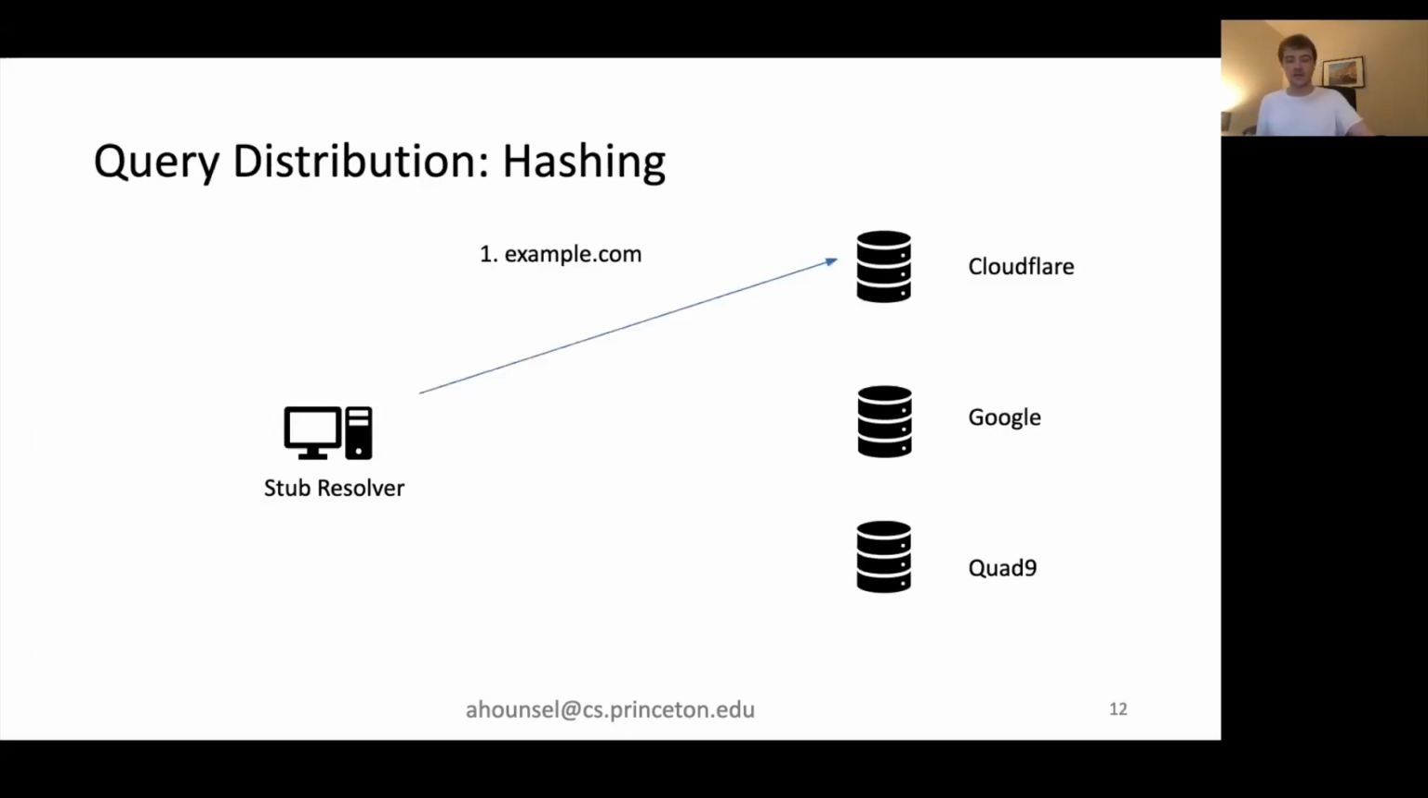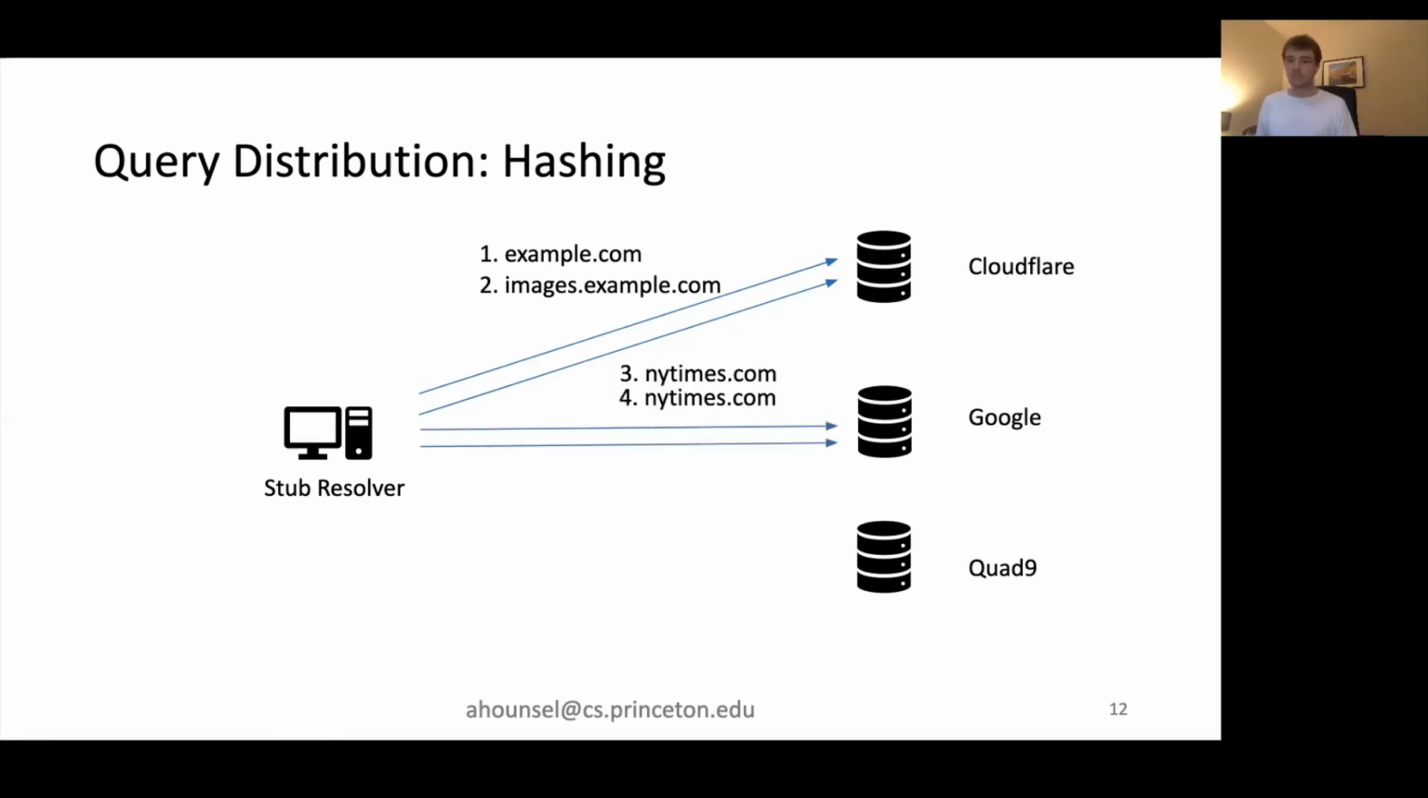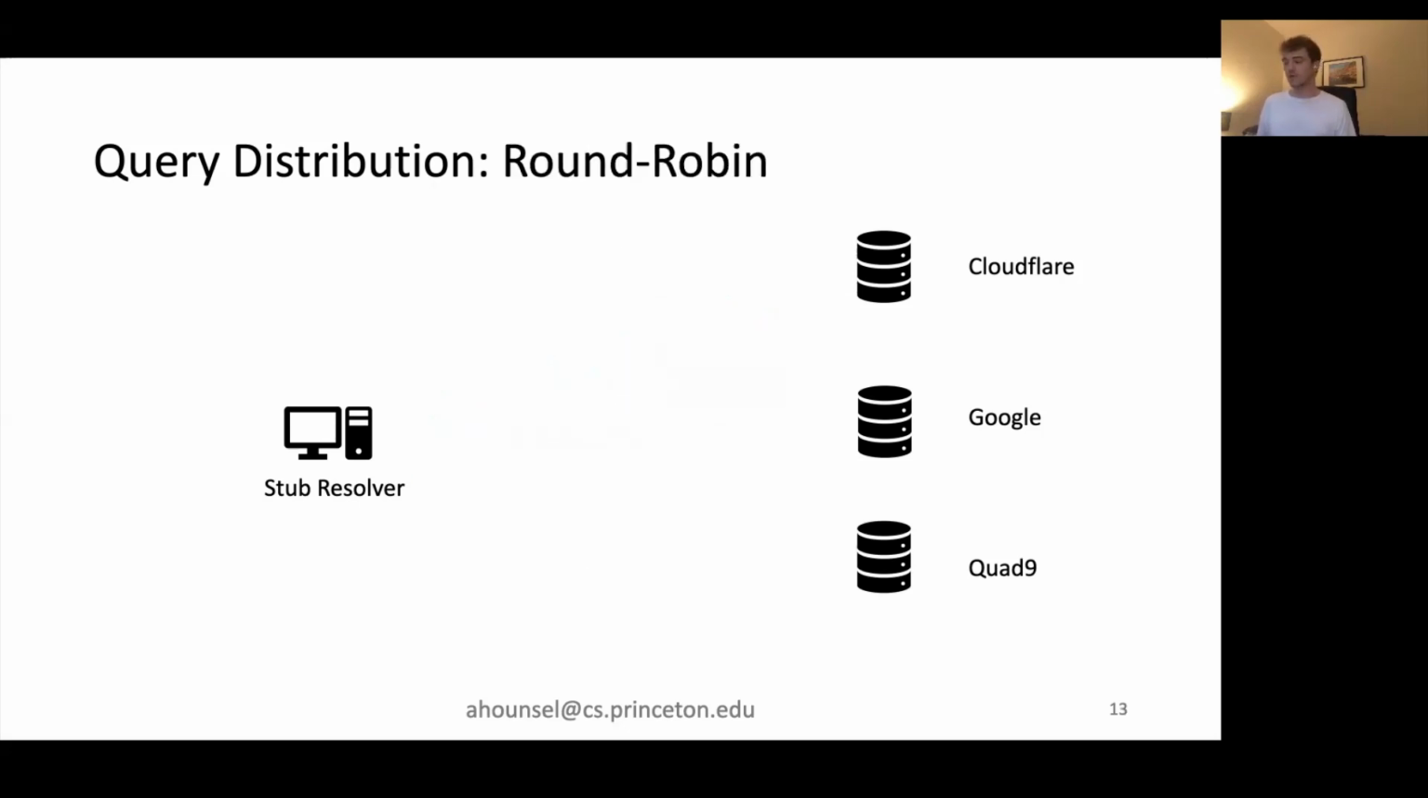In the hash distribution strategy, it's fairly straightforward, you might imagine. We take the second-level domain name, hash it, and use it as an index into a list of resolvers. So in the case of example.com, it gets hashed and indexed into a list. Let's say it goes to Cloudflare. Images.example.com, since it's just a subdomain, would also go to the same resolver, so as to ensure that each resolver has as little information as possible about the traffic patterns of a user. Then another query, New York Times, goes to Google, and then Washington Post goes to Cloud9. So we're seeing the queries being split up according to some strategy.